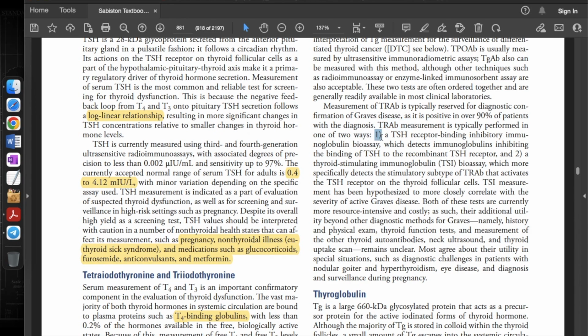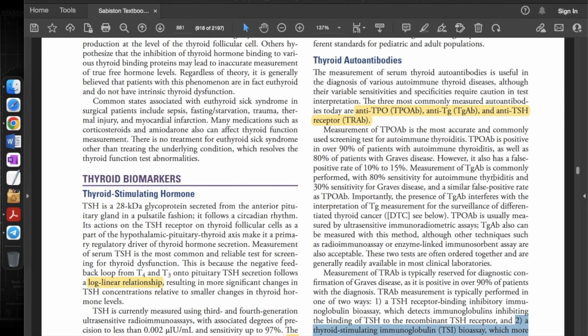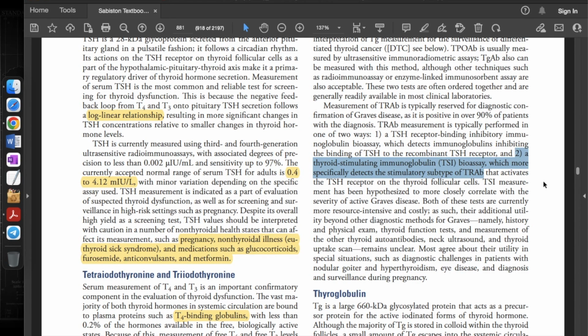One, a TSH receptor binding inhibitory immunoglobulin bioassay, which detects immunoglobulin inhibiting the binding of TSH to recombinant TSH receptor. Two, a thyroid stimulating immunoglobulin, TSI, bioassay, which more specifically detects the stimulatory subtype of TR antibodies that activates the TSH receptor on the thyroid follicular cells. TSI measurement has been hypothesized to be more closely correlated with the severity of active Graves' disease.